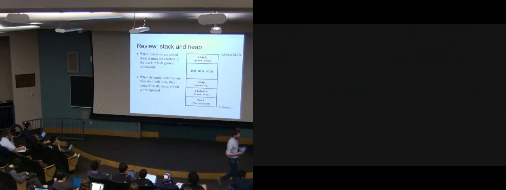Okay, we already knew before Monday that functions and stack frames go here on the stack, and it grows down. Which was kind of funny when we first learned about the stack. You're like, wait a second, why does it grow down? Then it made sense on Monday when we talked about dynamic variables. When you call new, you add them to the heap, and the heap grows up. So the stack and the heap grow towards each other.